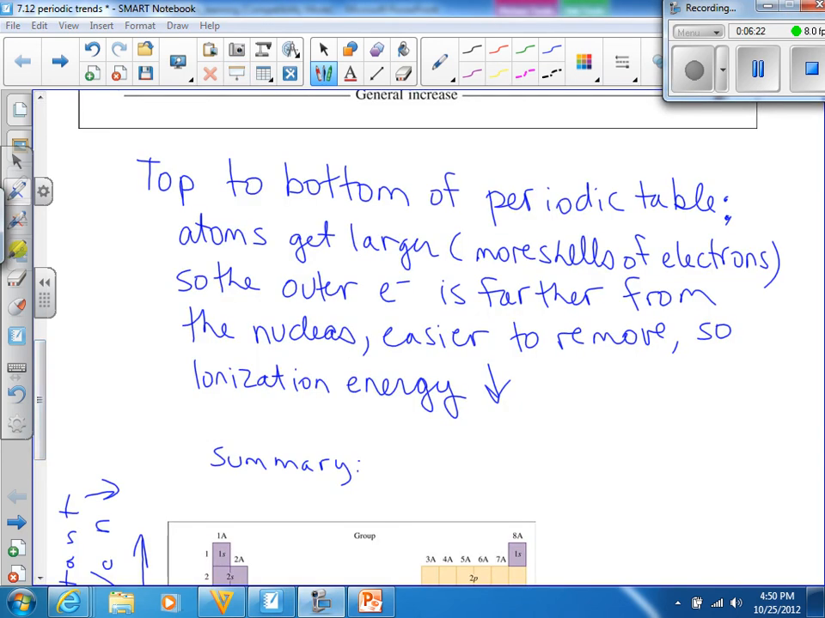Okay, so when we go from the top to the bottom of the periodic table, the atoms get larger because we have more shells of electrons. N is increasing when we go from the top to the bottom. The outer electron is farther from the nucleus, so it's easier to remove. So the ionization energy goes down. Ionization energy is how much energy you need to pull that electron. If the electron's easier to remove, ionization energy goes down.